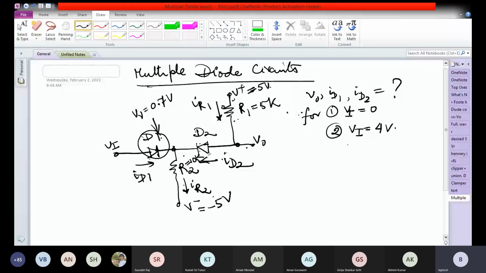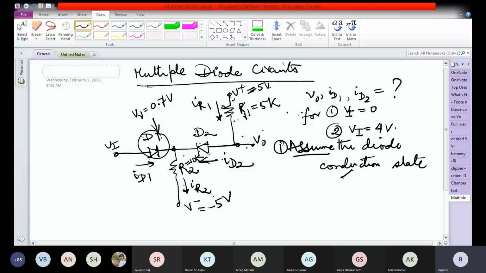If we do not have a clear knowledge whether a particular diode is going to be in the on state or off state, we assume the state of a diode. So the first step is: assume the diode conduction state. That is, whether it is off or whether it is on.